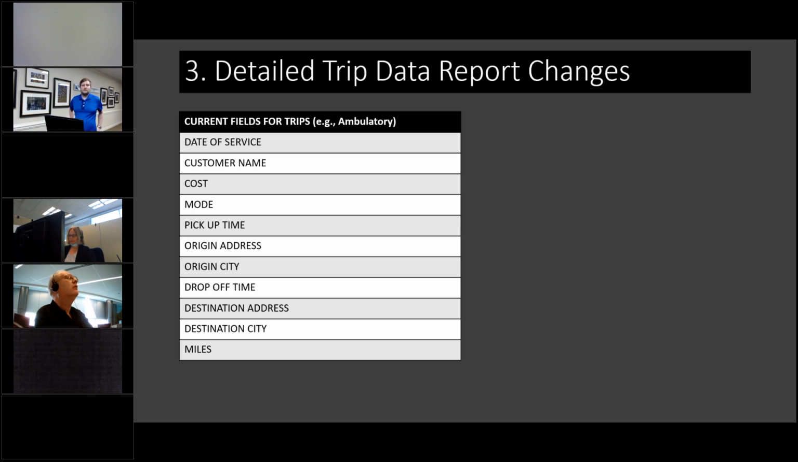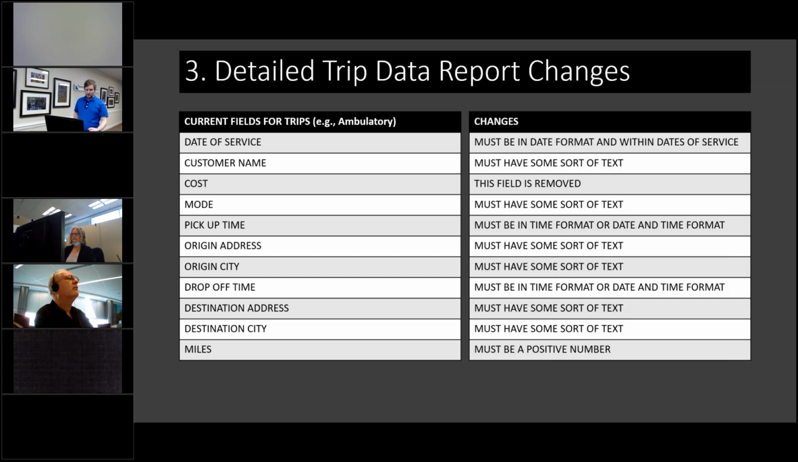All right, so the actual trip data report tabs. This is where a lot of the background stuff is happening, and this is where the most significant changes are happening in the template. Once again, we have a list of the current fields, and we're doing trips before we do passes here. You have a list of the fields right there on the left in terms of the things you currently have to fill out. We're actually keeping all of them. The only one we're removing is the cost column.